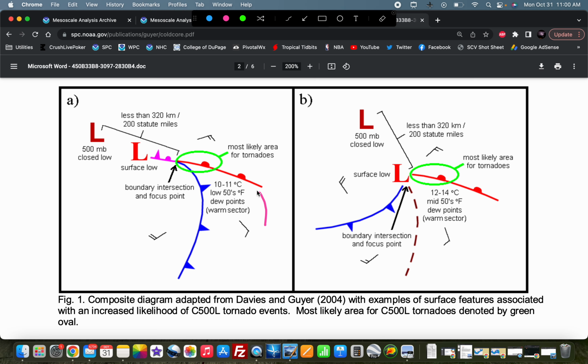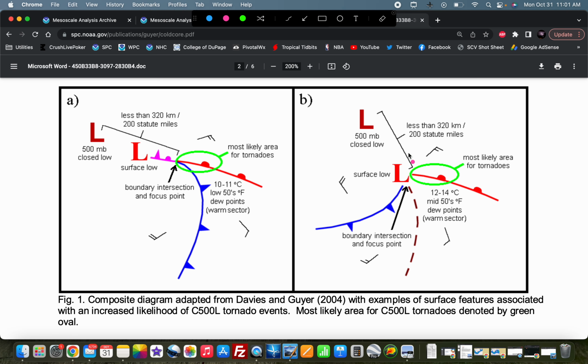Our warm sector here is characterized with moisture feeding up in a tongue up into that triple point area. Anywhere from mid to upper 40s to low 50s dew points is generally the case with these cold core setups. And that is one type of schematic diagram of the features that you might see with the cold core setup.